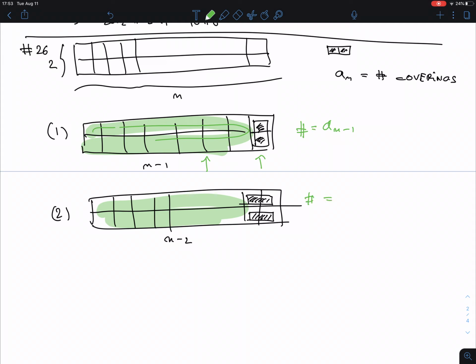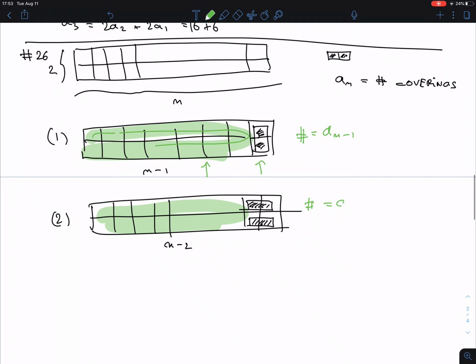Well, the green part is a tiling of a board of n minus 2. So I know that there are a_{n-2} different coverings. How many choices do I have here? Well, really 1 choice. This is the only option you have. If you put both there, you say, yeah, but it's 2 tiles. No, it's 1 choice. Remember, all domino tiles are the same, right? So interchanging these 2 does not give me anything new.